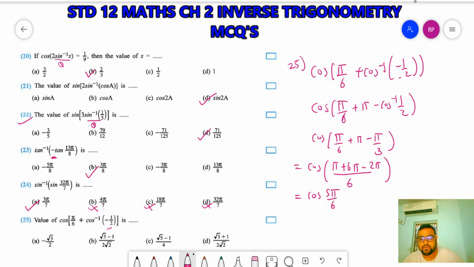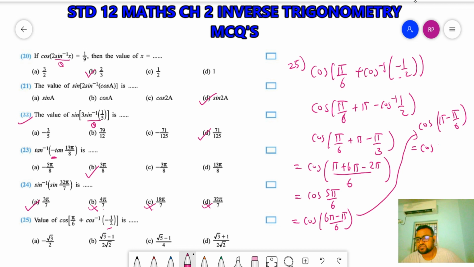I don't know the value of cos 5 pi by 6. So what I will do, again rearrange, the multiple of 6 closer to 5. 6 pi minus pi by 6. So this will be equal to cos of 6 pi by 6 minus pi by 6. So pi shift, it will be cos pi by 6. Now pi minus is the second quadrant, in the second quadrant cos is negative, minus cos pi by 6. The value of cos pi by 6 is root 3 by 2 and it's minus, so it's minus root 3 by 2. So option E is the correct one.